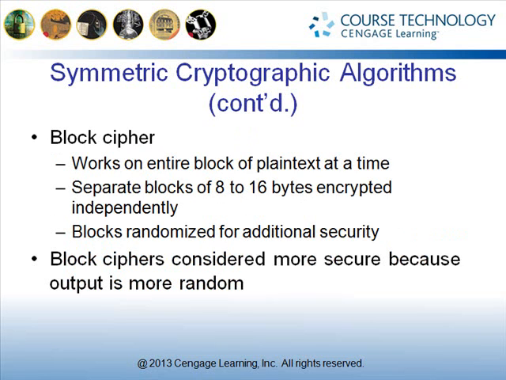The second category is that of a block cipher. Now, a stream cipher, as we said, works on one character at a time. A block cipher manipulates an entire block of plain text at a time. So the plain text message is divided into separate blocks, maybe of 8 to 16 bytes in length. Each block is encrypted independently. And then for additional security, these blocks can even be randomized as well.